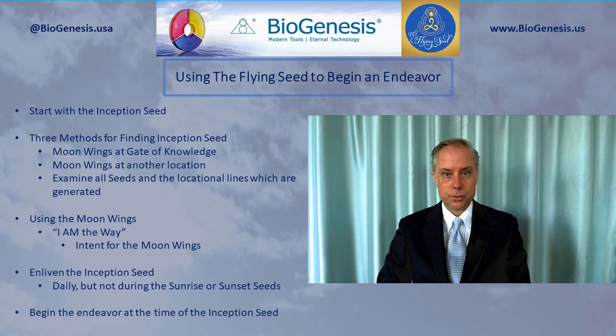We use the moonwings. These are the first two methods of using the moonwings to find the inception seed for a project. The first one is to use the moonwings at one of the gates of knowledge, the eastern or western gate of knowledge, which if you're planning on starting a project soon, the only way to do that is to go to the teacher training course in November for the western gate.